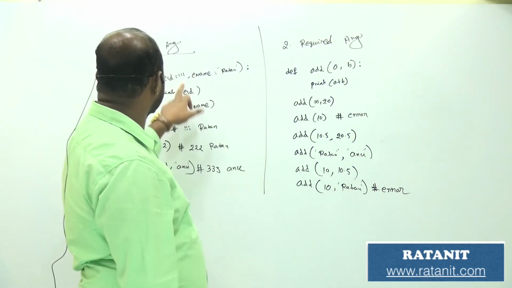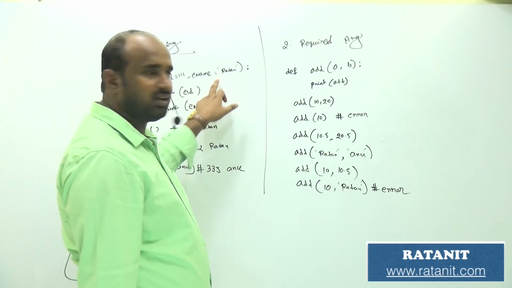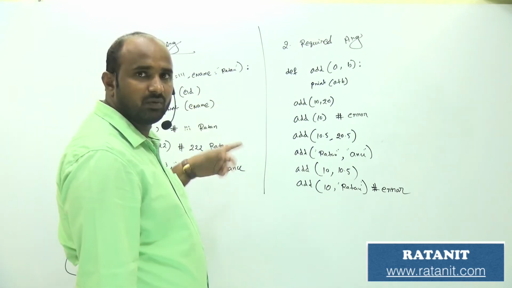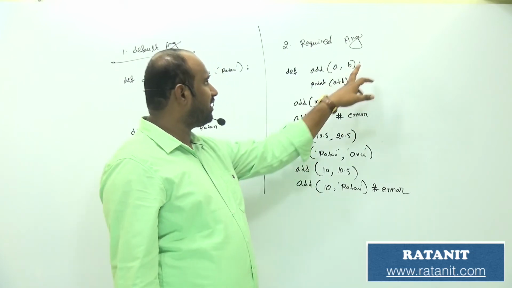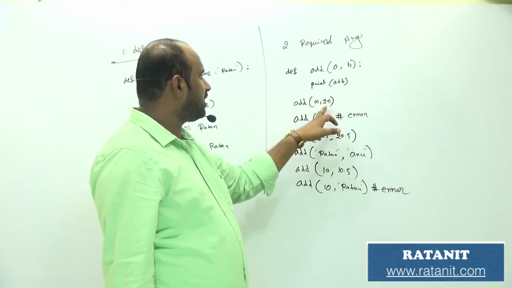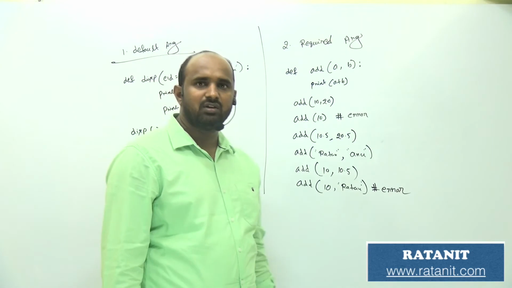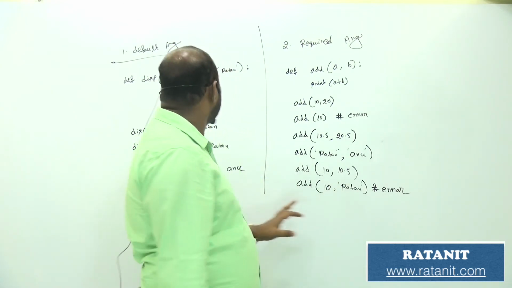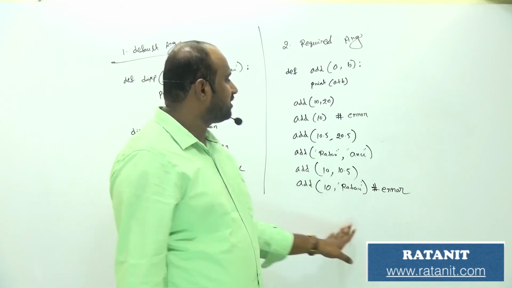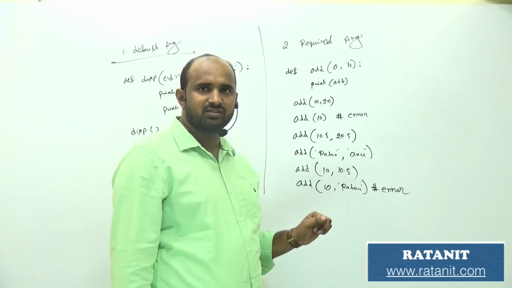One is the default argument. Default values are already there. If you assign the values, your values will be overriding. What is the second one here? Required argument. What about required argument here? A comma B, we must pass how many values here? Two values. Here you can pass the two values. This is called default argument. This is called required argument, right?